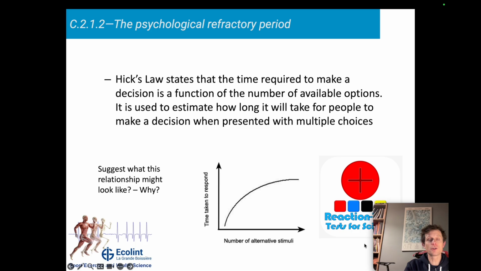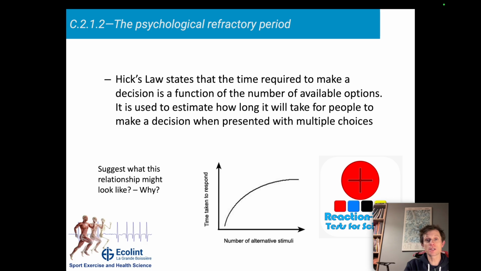Hopefully you drew a graph that looks something like this. The explanation being that as we increase the number of choices, what we see is initially a significant increase in the reaction time required to make the choice between the different responses. However, as we start increasing the number significantly, we reduce the additional time taken to make the choice.